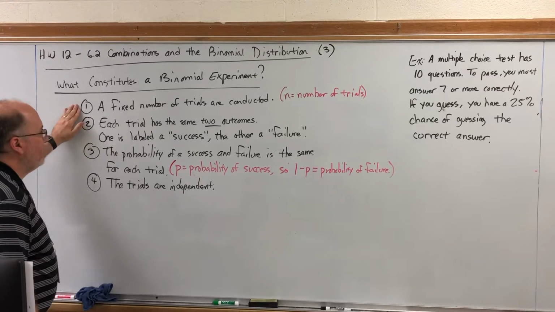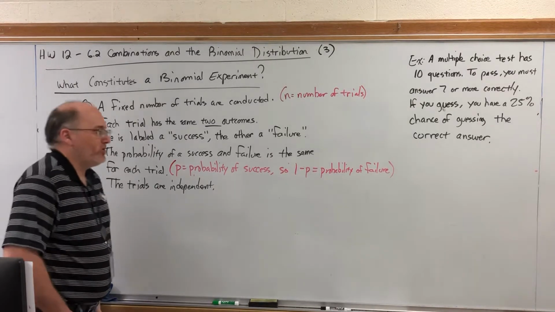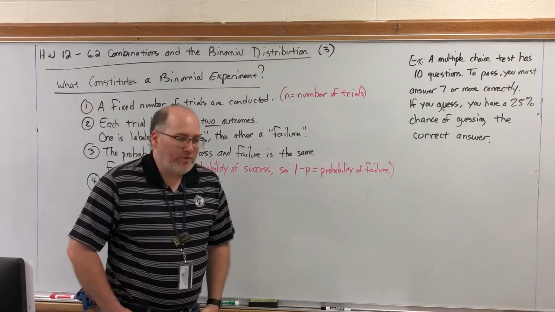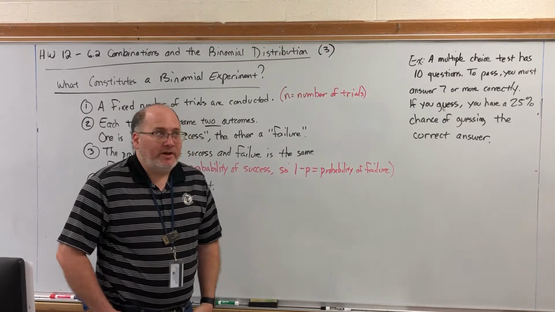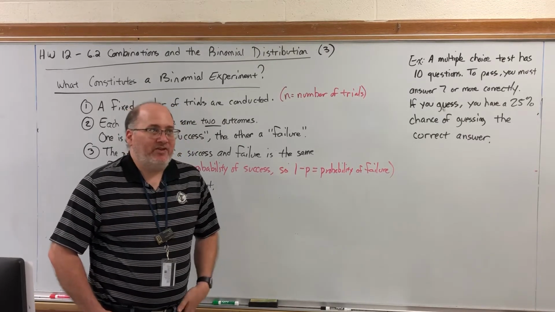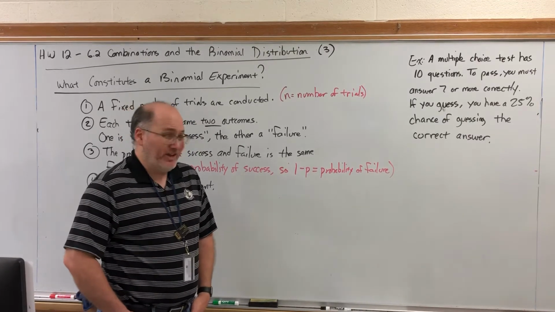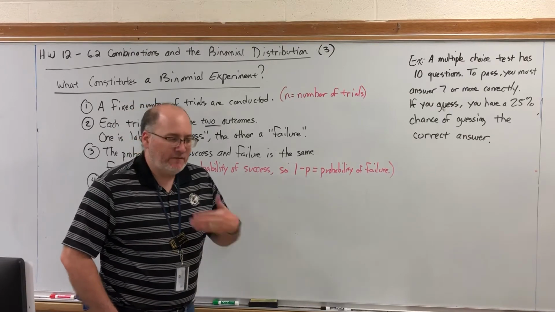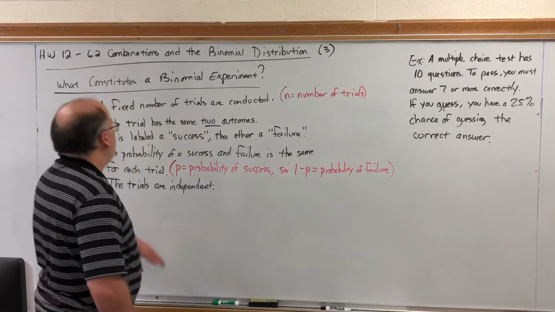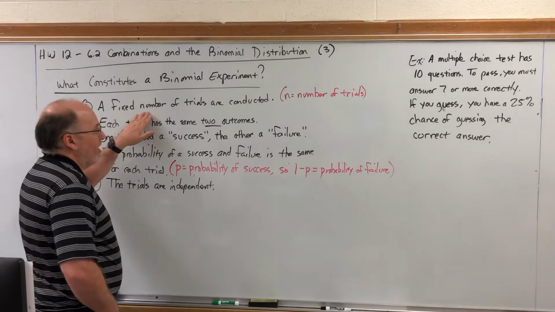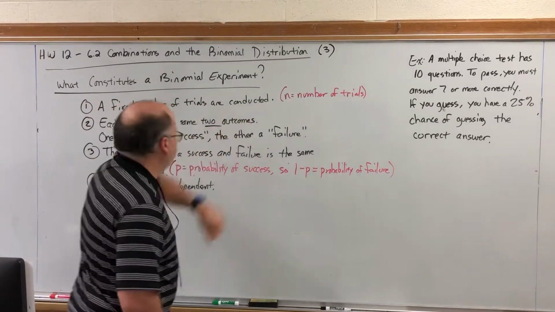Number one, a fixed number of trials are conducted. For example, flip a coin 12 times, not flip it until you get 7 heads or flip it until you have more tails than heads. It's flip it 12 times. However many times you conduct the trial is called N.